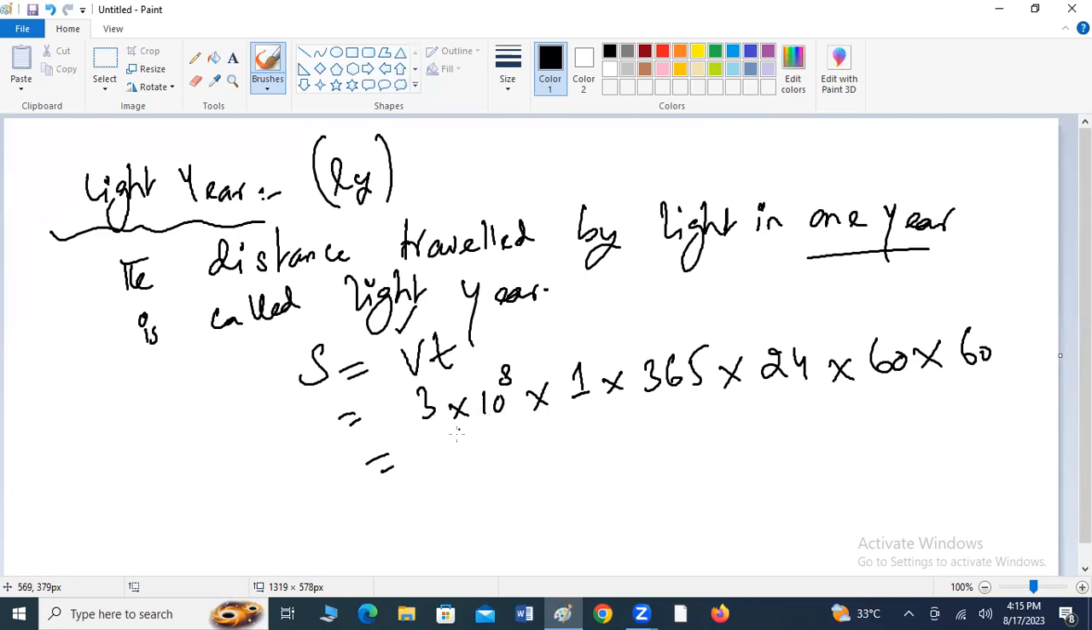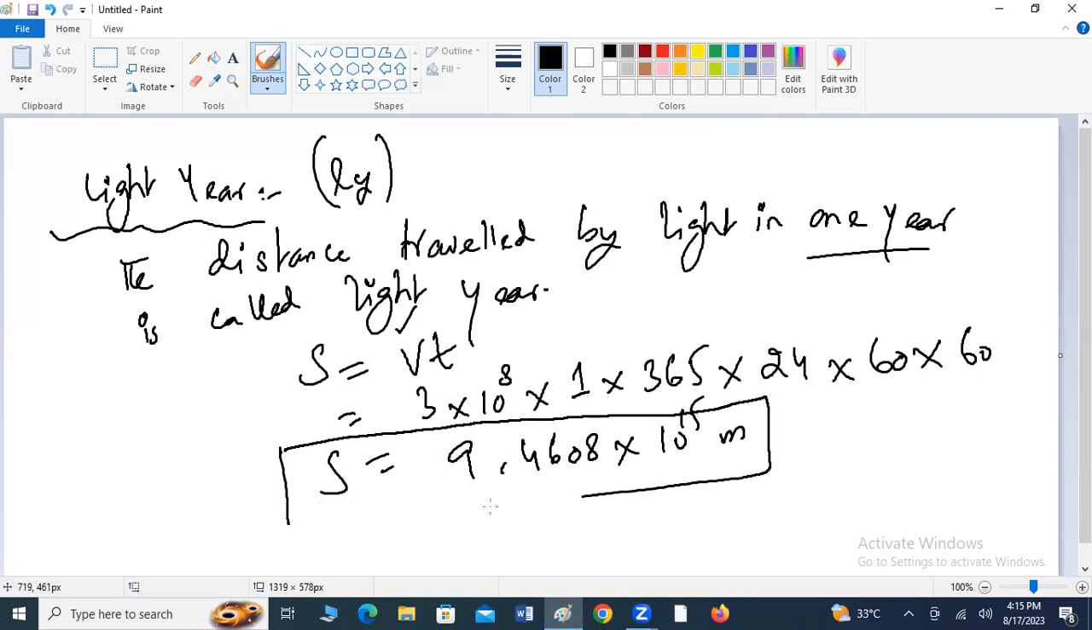The answer is 9.4608 multiplied by 10 raised to power 15. Good. So this is the distance traveled by light in 1 year. When the question comes in exam, you have to do this proper calculation as well. This would create a very impressive impact on the examiner, that the student has calculated it practically by steps.